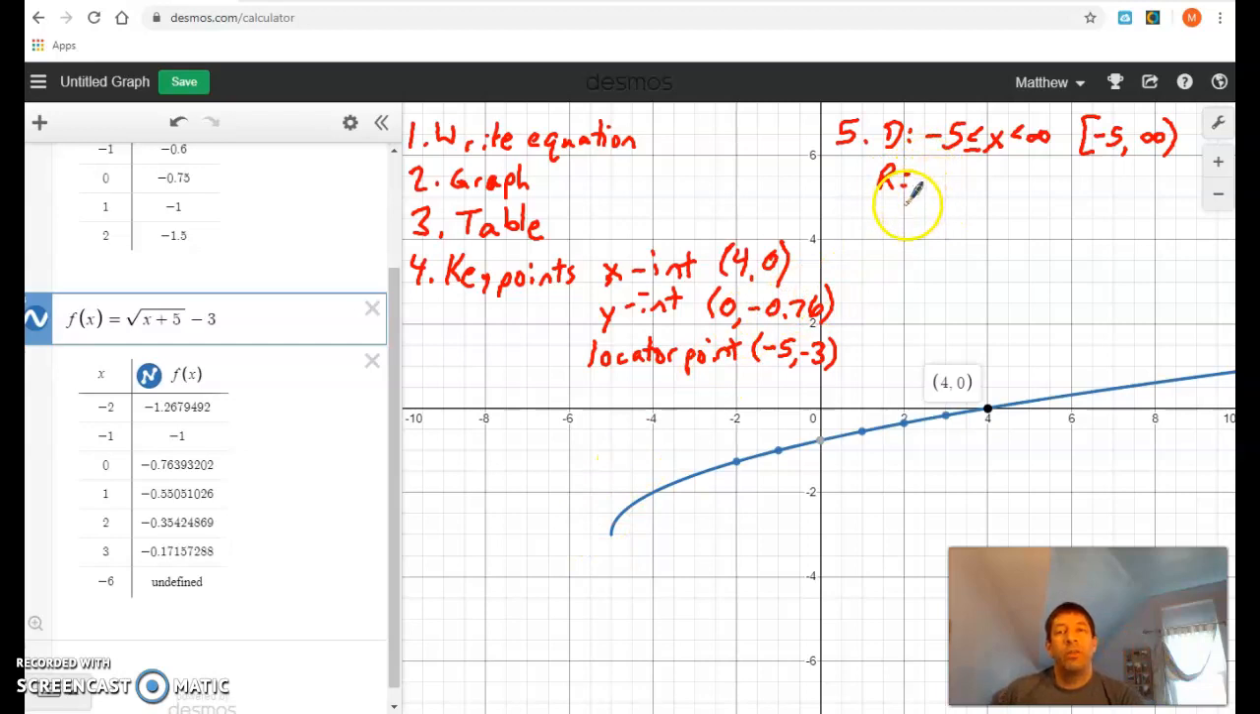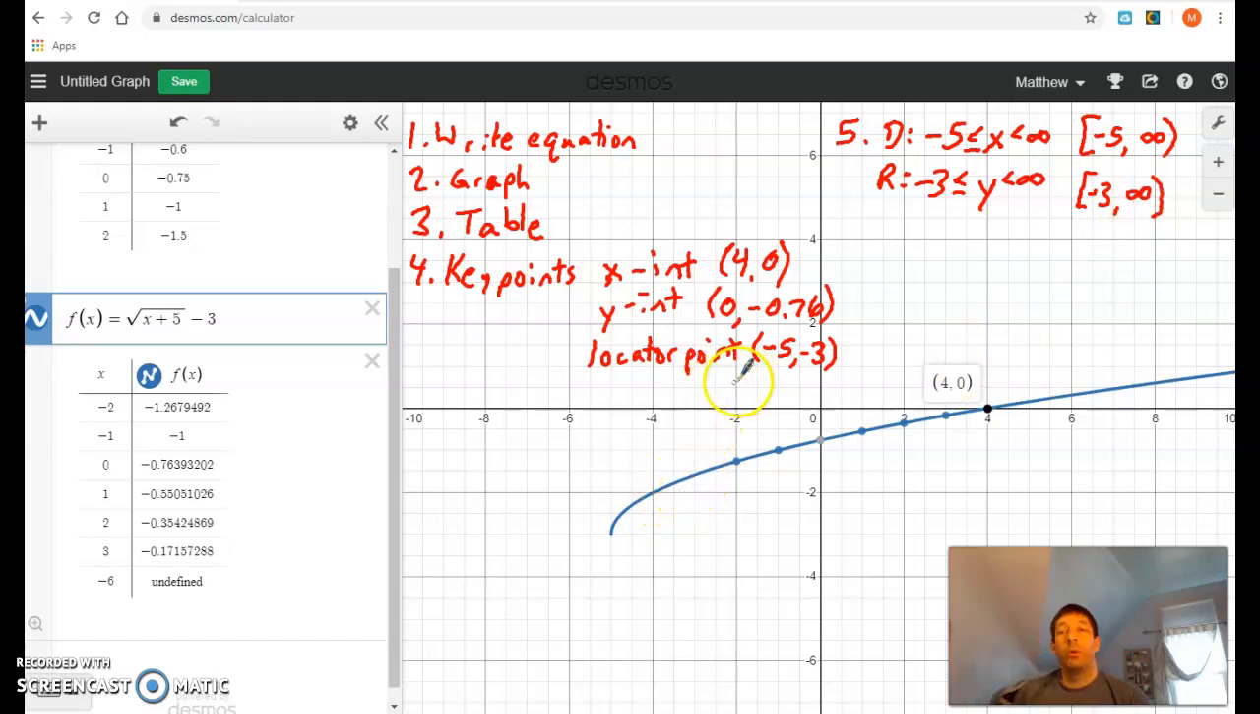For our range, that's our y values. So we look at our lowest point. The lowest point is -3. So we're going from -3 less than or equal to y. And then our highest point, well, this is climbing slowly, but it is going up and it's going to continue to go up. So it's going to infinity. Or in interval notation, -3 to infinity, like that.